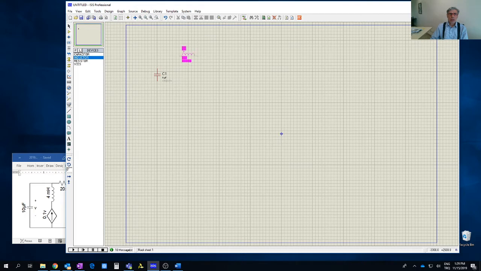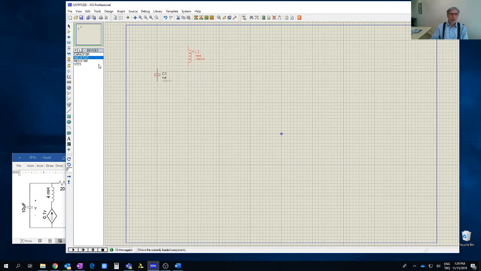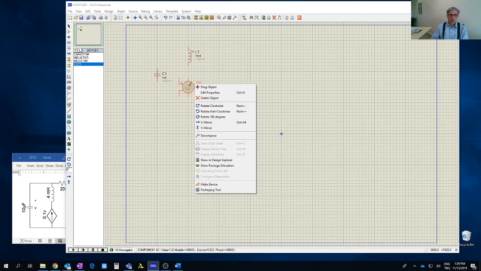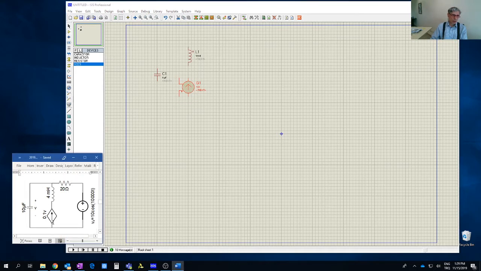Put that inductor here and turn it a bit, and then we've got a voltage controlled current source. Put that here. But we're going to vertical mirror, make this arrow upwards, because it is upwards here. You see here, upwards. I made it upwards. And a resistor. Take the resistor here.